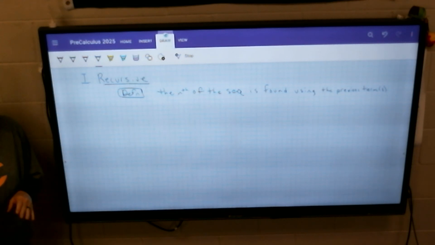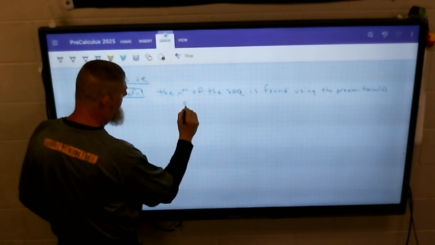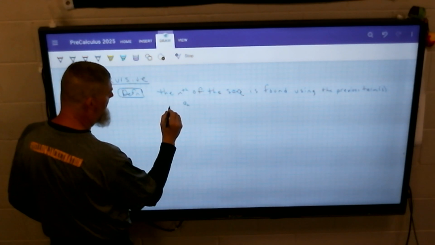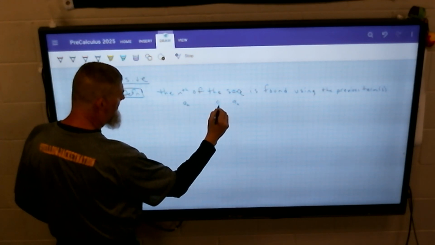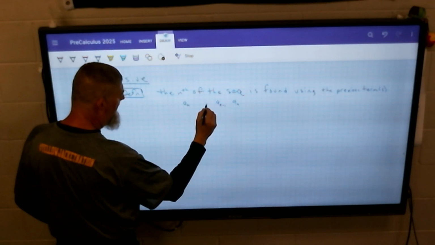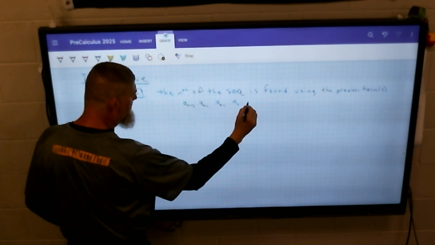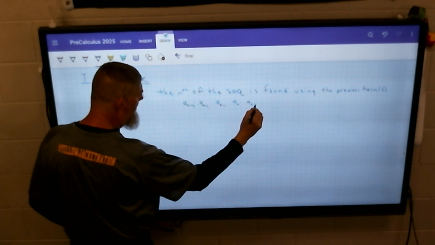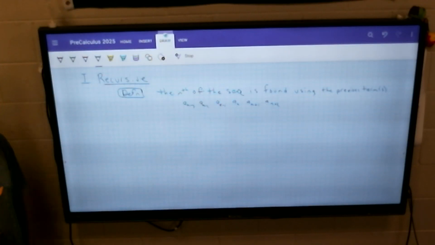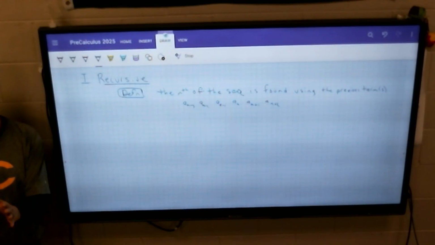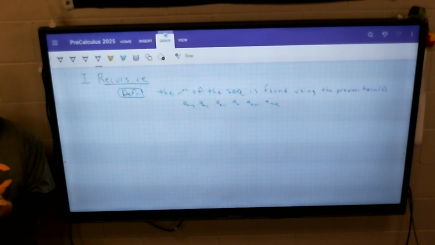Now, how do we notate those previous terms? This is a sub n. The previous one is going to be a sub n minus 1, and the previous one is going to be a sub n minus 2. What's going to be the next one called? A sub n plus 1. Don't let that notation scare you. A sub n just means any random term. And then n minus 1 will be before it, and plus 1 is the one after it.